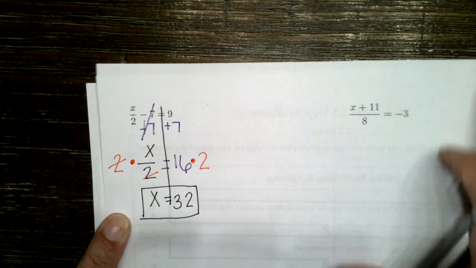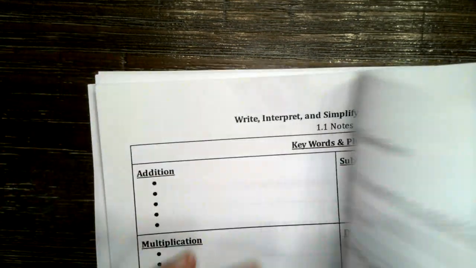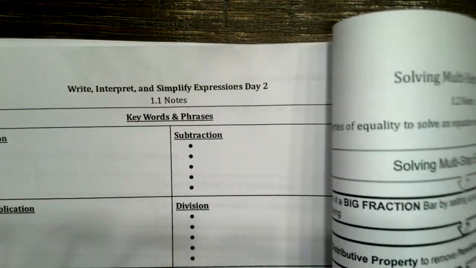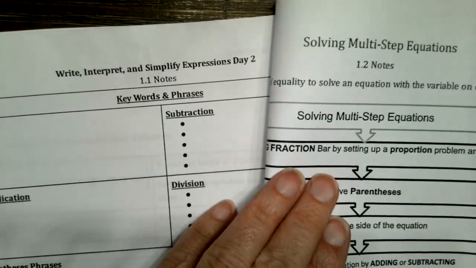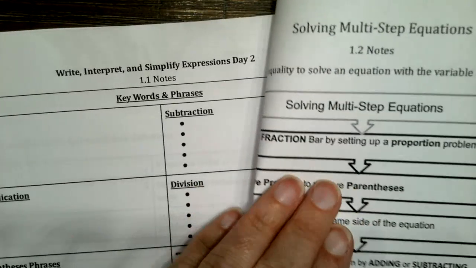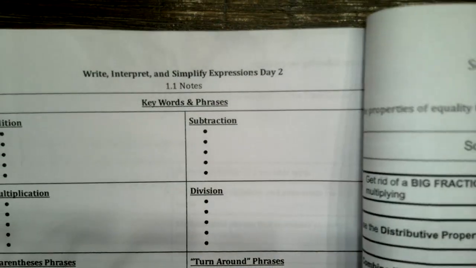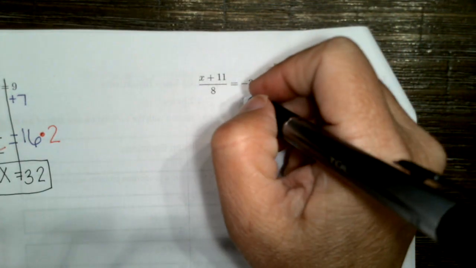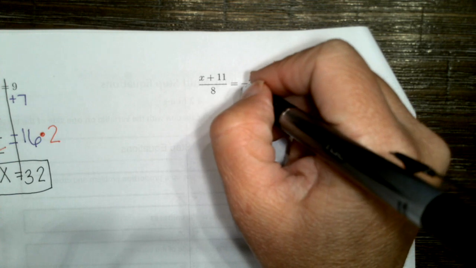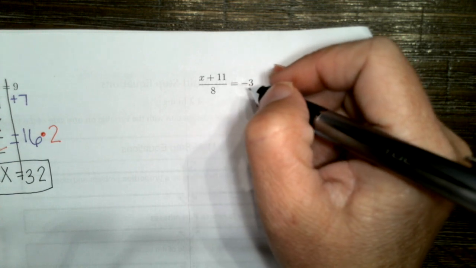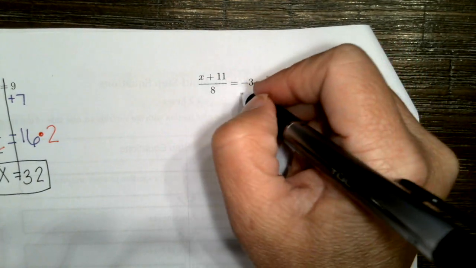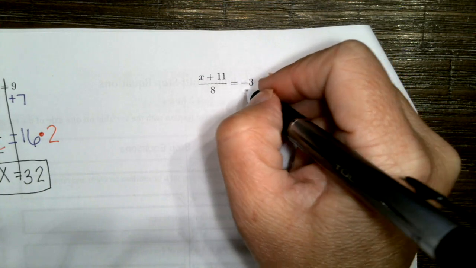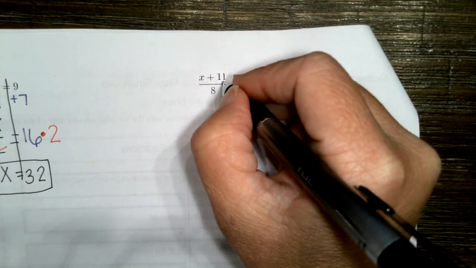Now on this problem, remember at the top of our steps over here, it said to get rid of the big fraction bar by setting up a proportion problem and cross multiplying. So we're going to go ahead and set up that proportion problem. And when we cross multiply, that's like multiplying by a 1 up here.